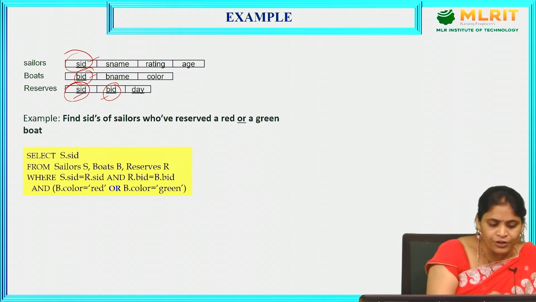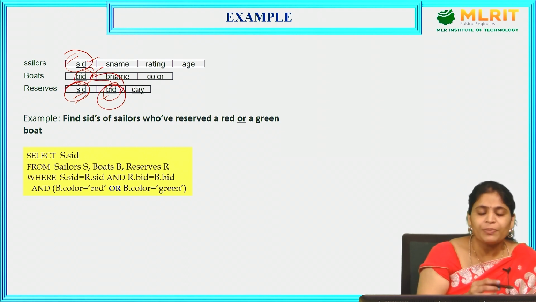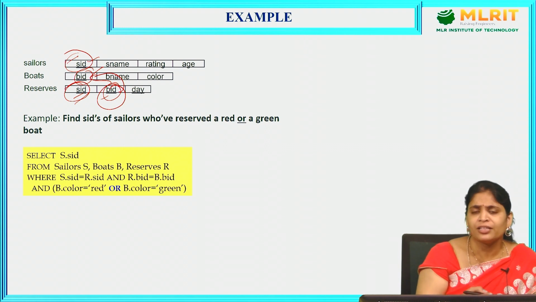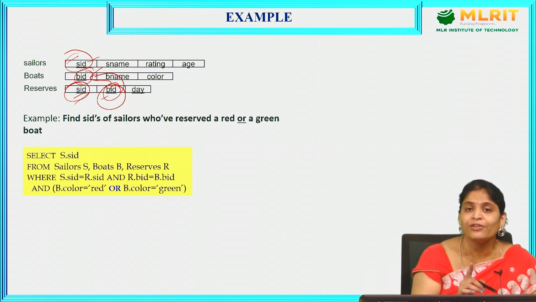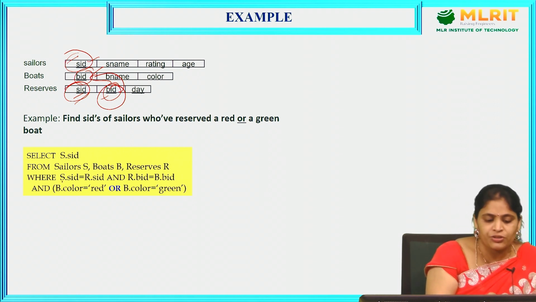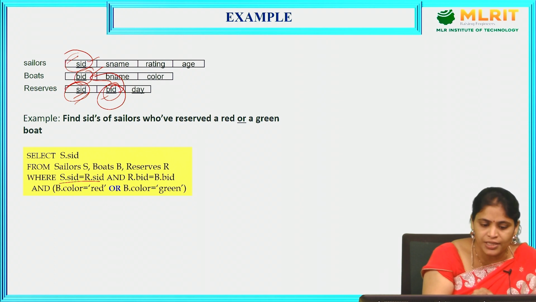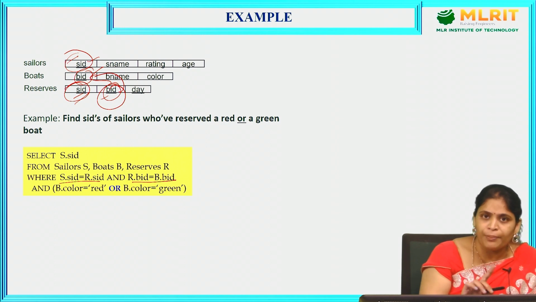So, from sailors S, boats B, reserves R, where S.SID is equal to R.SID and R.BID is equal to B.BID. Why? Because we have to relate these tables. If I want to relate 2 tables, then we must have the common columns. Clear? So, this is the condition where S.SID is equal to R.SID and R.BID is equal to B.BID, where I should combine here.